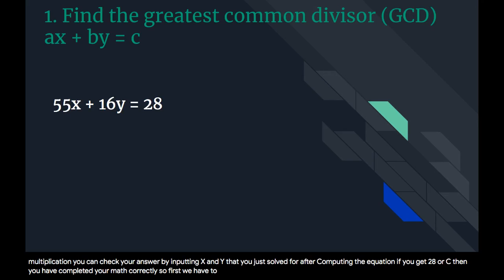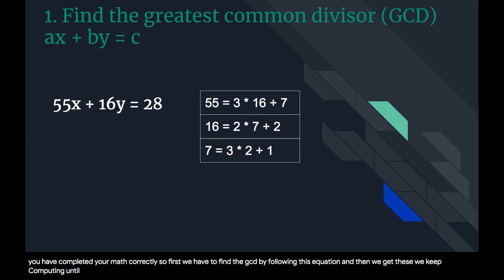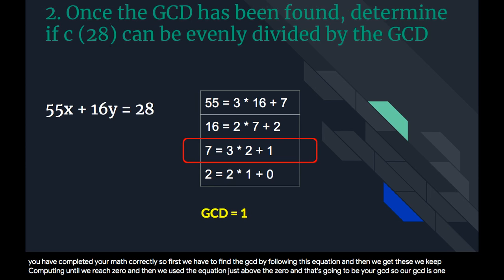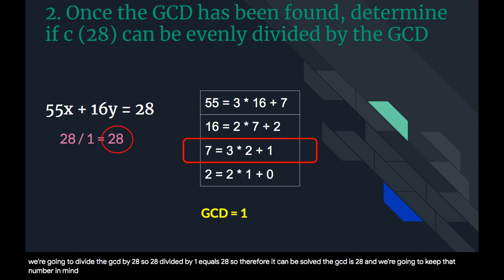So first we have to find the GCD by following this equation, and then we get these. We keep computing until we reach 0, and then we use the equation just above the 0, and that's going to be your GCD. So our GCD is 1. Next, we're going to divide 28 by the GCD. So 28 divided by 1 equals 28. So therefore, it can be solved. Keep that number in mind because we're going to use it in step number 5.